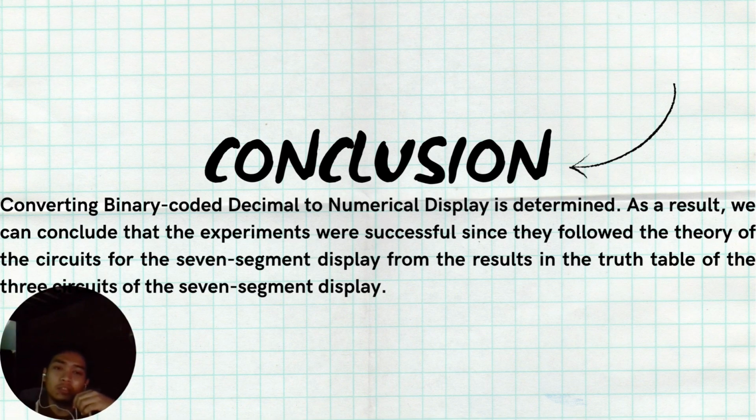In conclusion, we can see that converting binary coded decimal to the numerical display is determined. As a result, we can conclude that the experiment was successful, since it follows the theory of the circuits for the 7-segment display from the results in the truth table of the 3 circuits of the 7-segment display. I think this is a very successful experiment based on the simulation that was conducted.